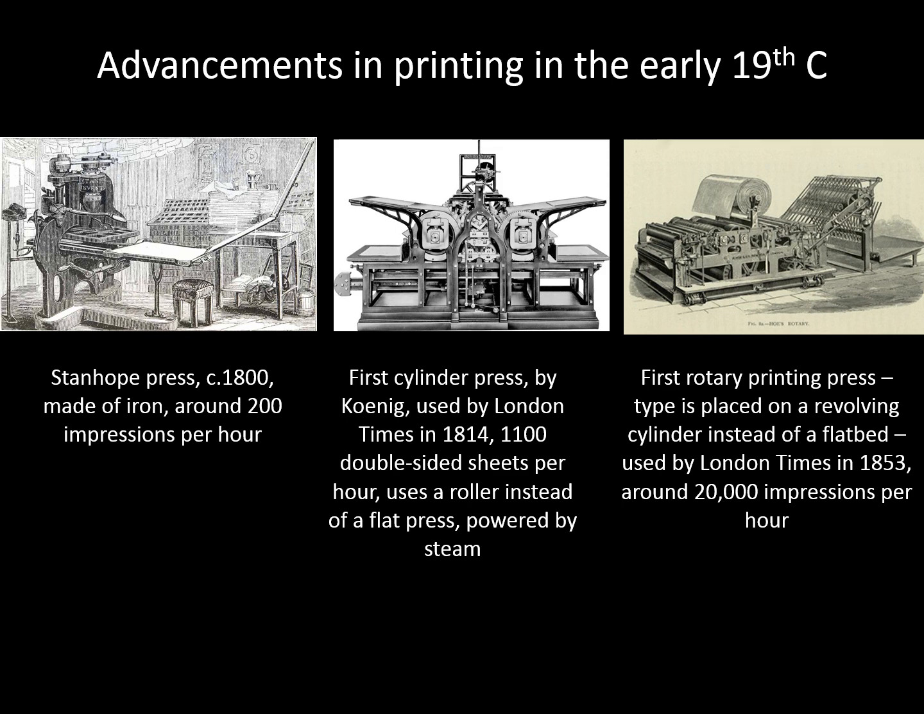And that one can create 1,100 double-sided sheets per hour, right? And basically, instead of having the letters lay flat on the flat press, it uses a round cylinder, right? It uses a round thing that can keep being inked, keep being printed over and over again. And then the rotary printing press, again, the type is placed on this revolving cylinder instead of a flatbed. And this one improves on that previous technology, again used by the London Times newspaper in 1853, and it can create 20,000 impressions per hour.